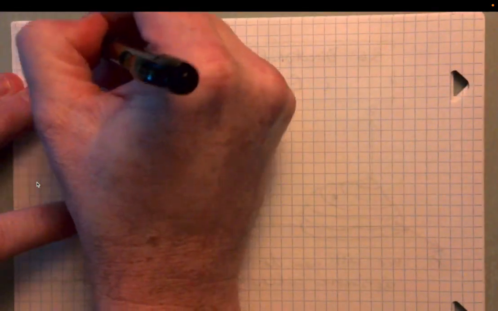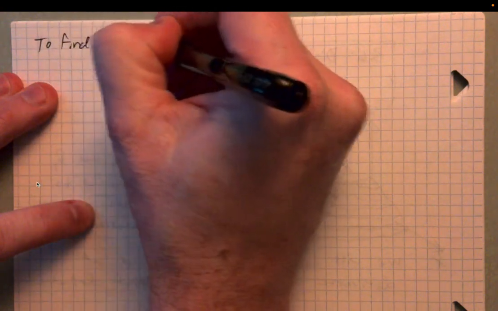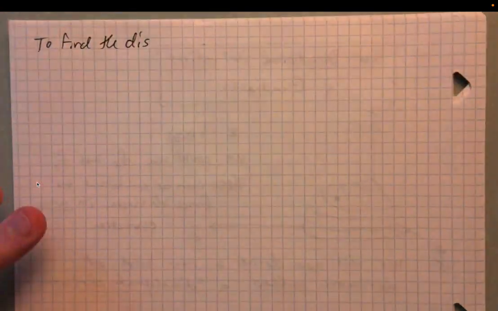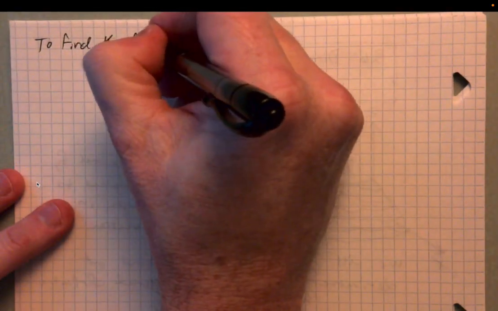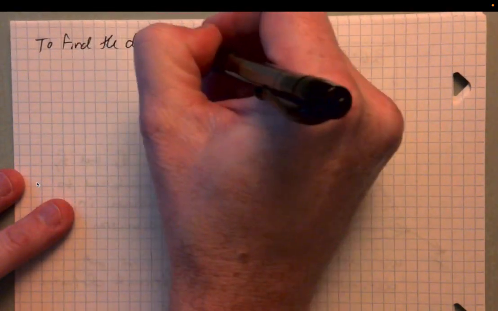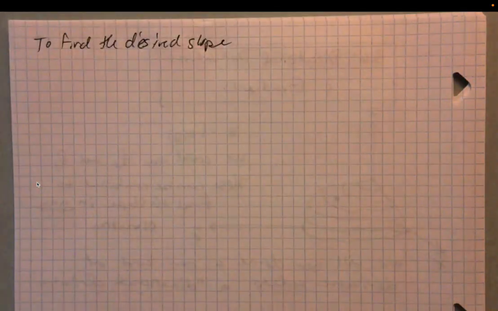Now, to find the desired slope, remember, we're trying to identify the slope at this point on this surface. To find the desired slope at this point on the surface, what we're going to do is reduce the problem to 2 dimensions.